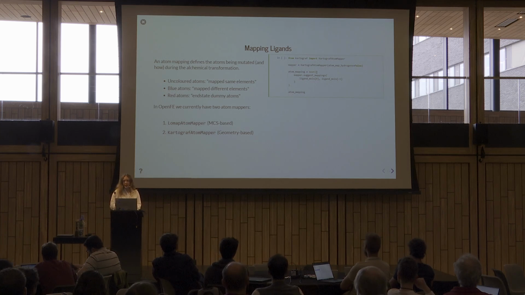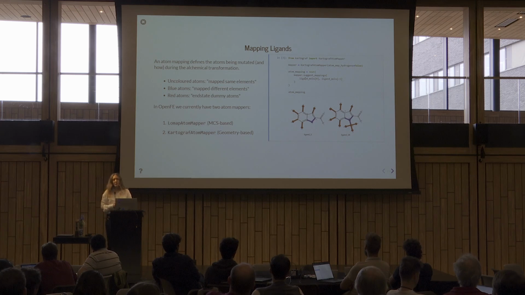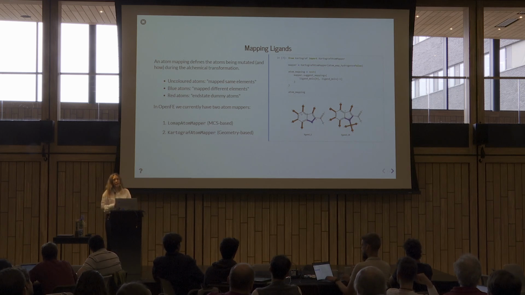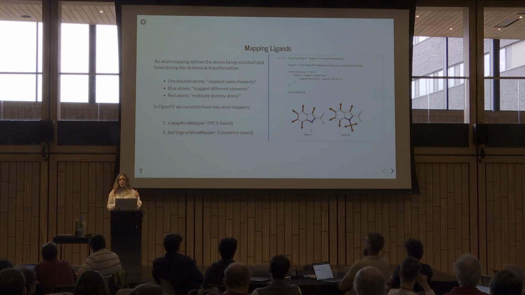Here we are taking, in this case, just the first two ligands, we create the atom mapping, and you can look at the atom mapping in 2D. In this depiction, the atoms that are not color-coded at all are the ones that will be mapped on top of each other, so they will only have a single coordinate in the hybrid topology. The atoms in blue are the ones that undergo an element change during the transformation, and the atoms in red will become dummy atoms in the respective end states. This is how you can access and understand the atom mapping.